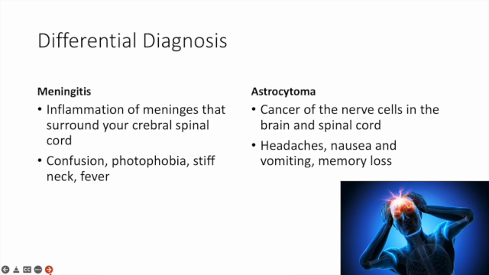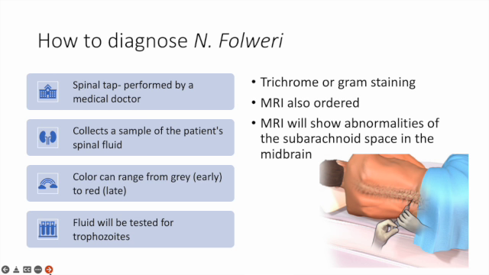And if you end up taking an anatomy and physiology class, you'll learn more about astrocytes, what they look like. They literally look like stars. And some of the symptoms of that are headache, nausea, vomiting, and memory loss. So the two of these look a lot like Naegleria fowleri.